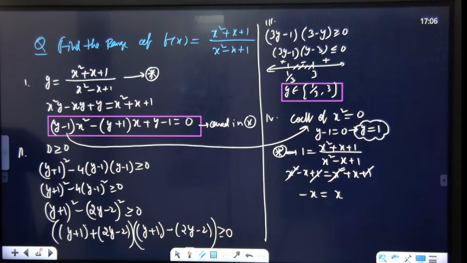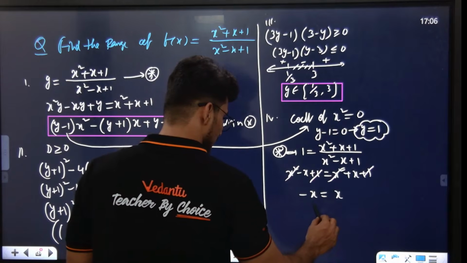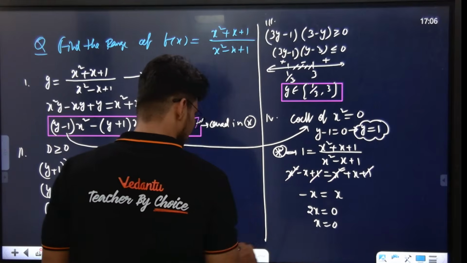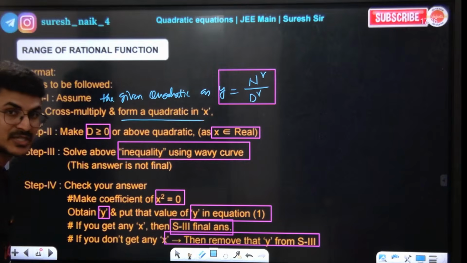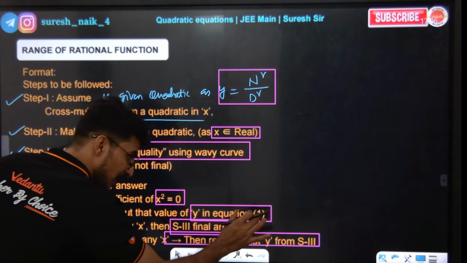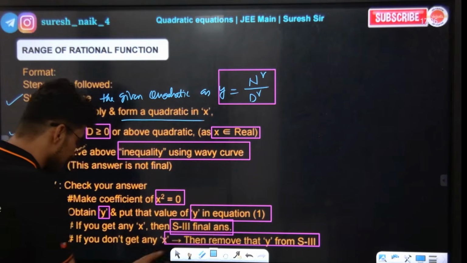Okay, sir, minus x is equal to x means we are getting some x value. 2x is equal to 0, so x is equal to 0. We get some x value. So what was the step? Make the coefficient of x square equal to 0, obtain y and put that value in equation number 1. I did that. If you get any value of x, then step 3 is the final answer.